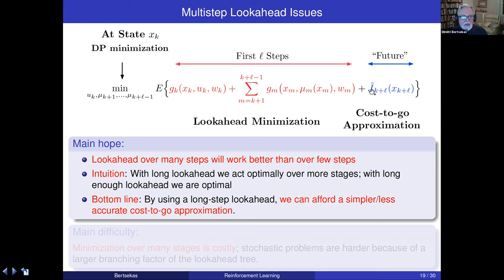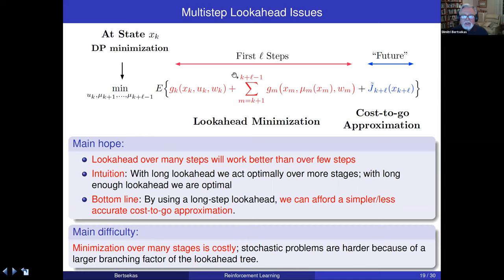Indeed, this hope is realized for the most part in practice. However, the main difficulty here is that the minimization over many stages is costly. For example, in chess, the main impediment to get good chess players over the years was precisely that doing multi-step look ahead over long look ahead horizons was very difficult with the computers of the time. The moment that computers became very powerful, immediately the performance of chess playing programs jumped a lot, and they were able to overtake human players even before reinforcement learning came along. So that's the problem with long look ahead. It can be very costly.